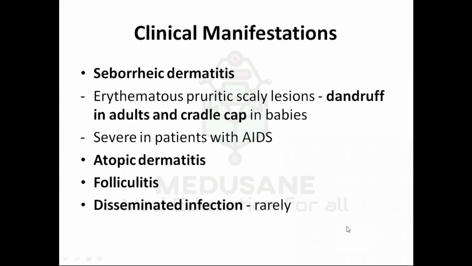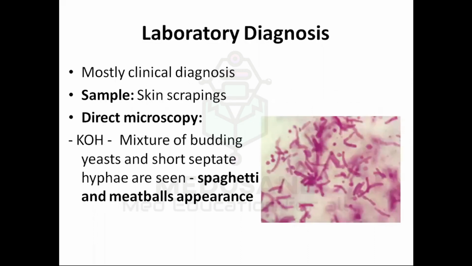Other than this, the patient will also have seborrheic dermatitis. What is seborrheic dermatitis? It is nothing but dandruff in adults, and in children it is called cradle cap. It is very severe in AIDS patients. After seborrheic dermatitis, they may also have atopic dermatitis, folliculitis and disseminated infection also, but that is a very rare condition.